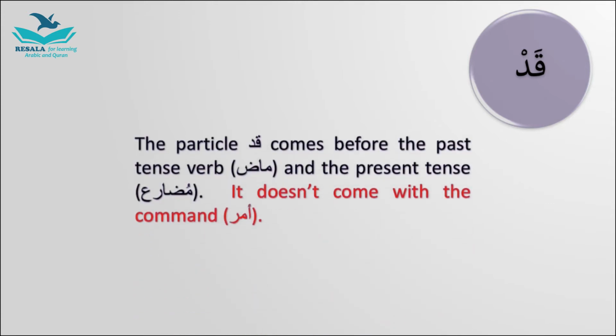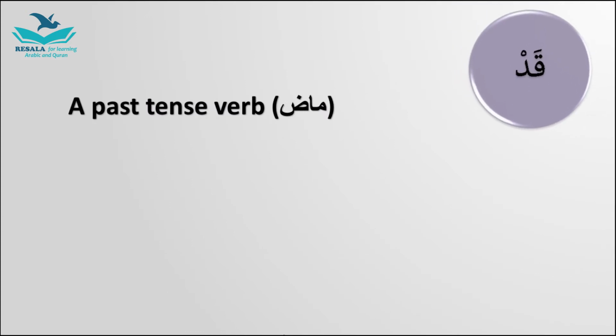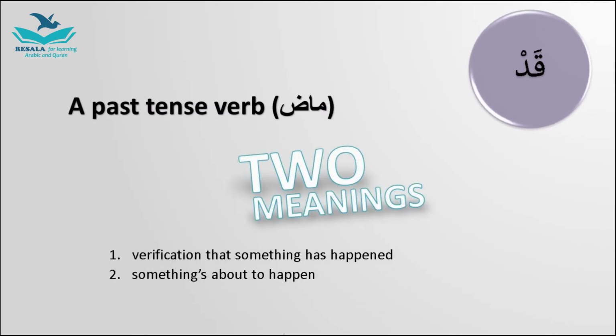Let's go with the first sign we have: the entering of the letter qad. When we covered the verb, we mentioned that the verb can be past, present, or command. The particle qad comes before the past tense verb and the present tense. It doesn't come with the command. Qad and the past tense: when qad comes before the past tense verb, it can give two meanings. The first meaning is verification that something has happened, and the second meaning is that something is about to happen.